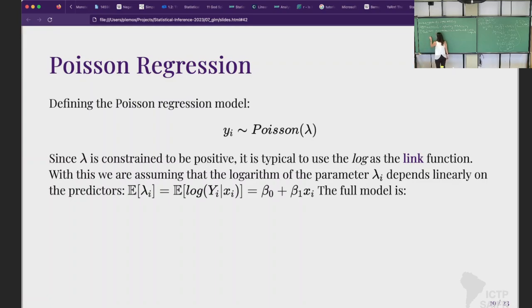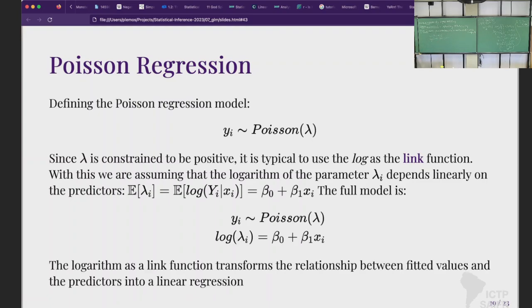We have that our yi follows a Poisson with a single parameter, and the log of the parameter will be linearly related to your predictor variables. And then, of course, you could have more variables. So this is what the full model would look like.